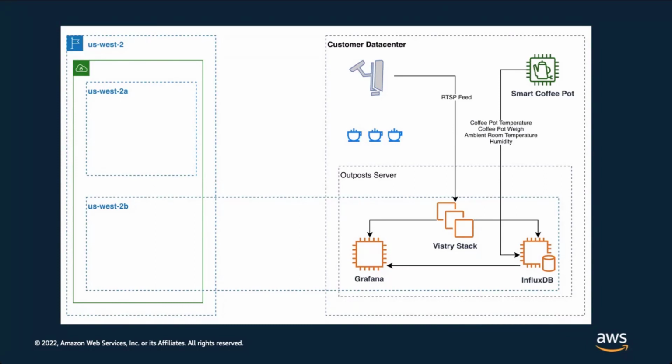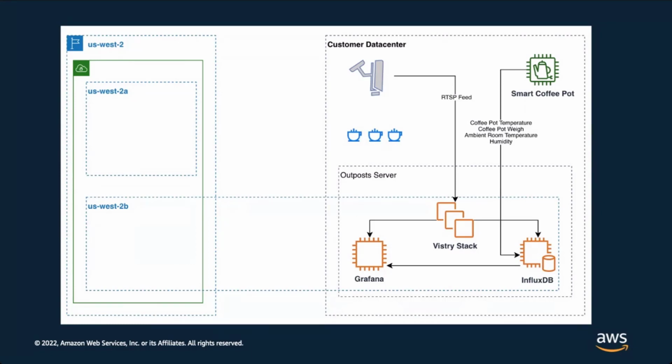It also includes InfluxDB as a way to store some of those metrics that we're getting from the Smart Coffee Pot, and then a Grafana dashboard. So what's actually happening is a few different things. There are cameras set up that we're running an RTSP feed from, and that feed is going from the cameras into the Vistry stack. And then once it gets into the Vistry stack, we're doing a couple things there. We're recording it in the InfluxDB, and then we're also pushing it to Grafana.